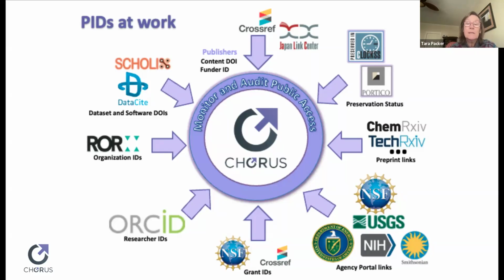But we also collect metadata about whether the article is archived for preservation, whether it's a preprint and it's deposited at a repository, whether an article is appearing in an agency portal such as the NSF PAR system, as well as grant information and ORCID IDs and such. So we collect a lot of PIDs. Next slide.